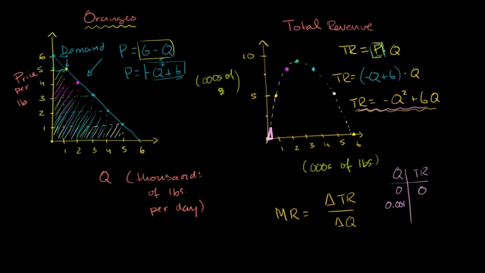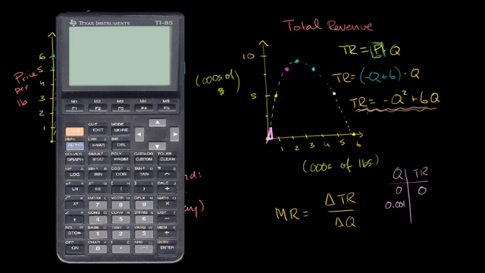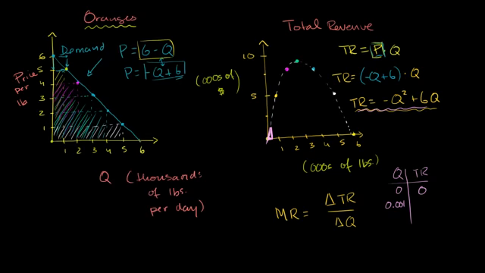And we will get my calculator out. If our quantity is 0.001, our total revenue is going to be negative 0.001 squared, so that's that part, plus 6 times 0.001. So that's going to be our total revenue. So it's going to be 0.005999. And so now we can get a pretty good approximation for that marginal revenue right at that point.